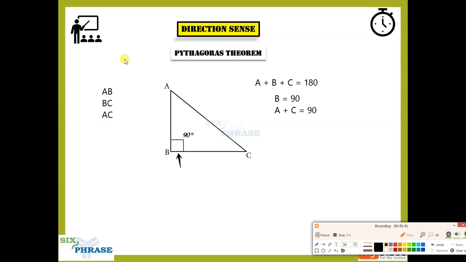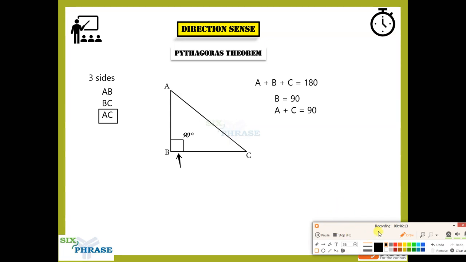You have three sides here: AB, BC and AC. Now which is the side opposite to 90 degrees, guys? It is this side, and this side is called the hypotenuse. In a triangle, and especially in a right angle triangle, you must know which side is the hypotenuse, which side is opposite, and which side is adjacent. By knowing this, you'll be able to solve problems very easily.